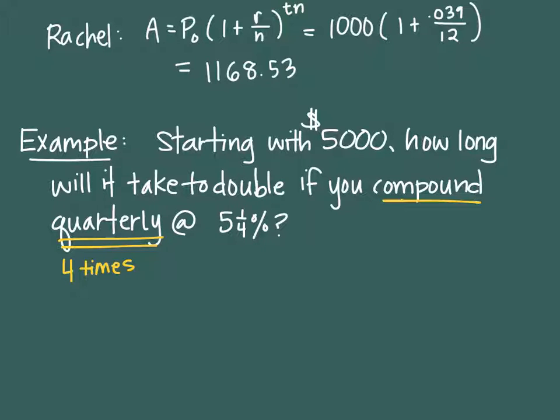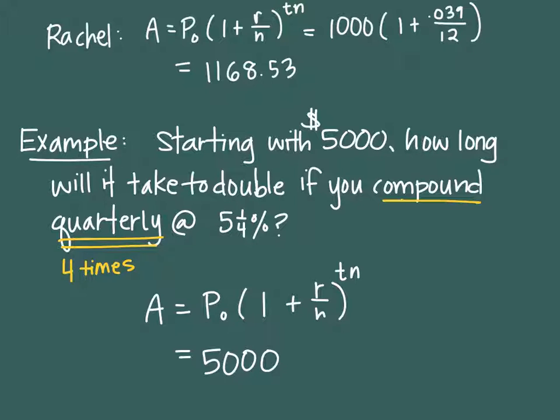And we know that it has to double. So the formula we're going to use is A equals P sub 0 times (1 plus r divided by n) to the nt. So I know my initial is 5,000 and my goal is to double. So what does that tell me about my A on the other side? My goal is to double it. I need 10,000.